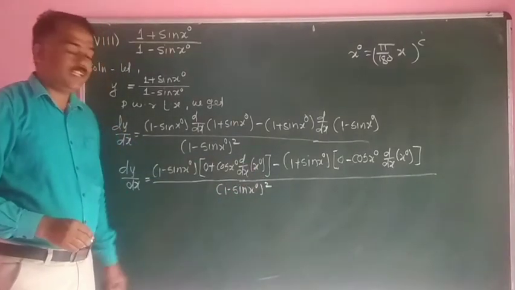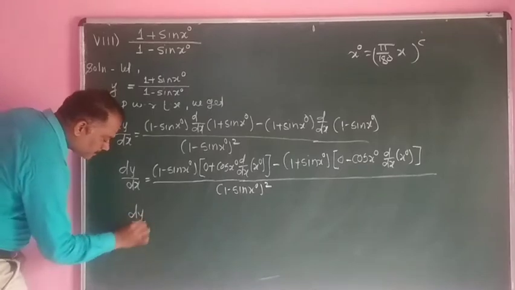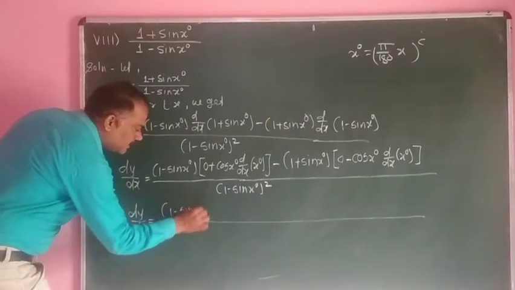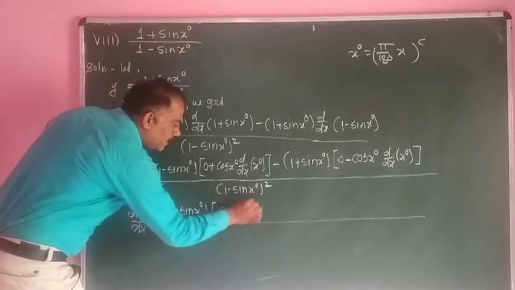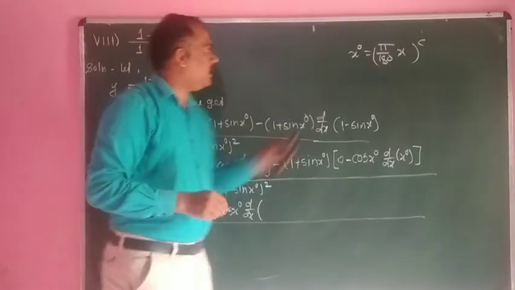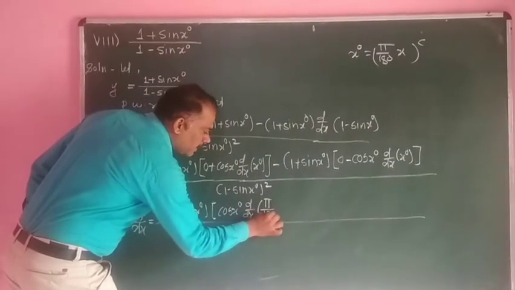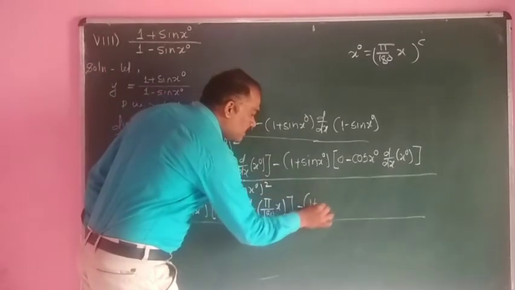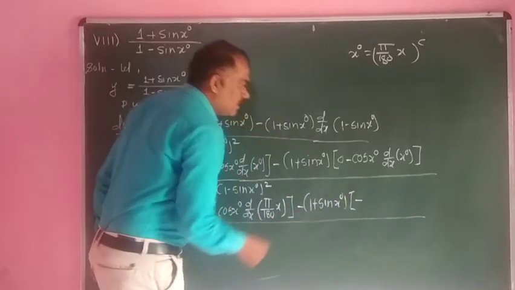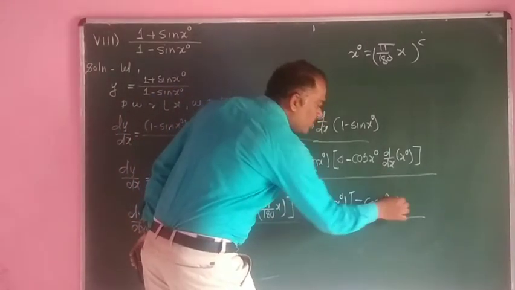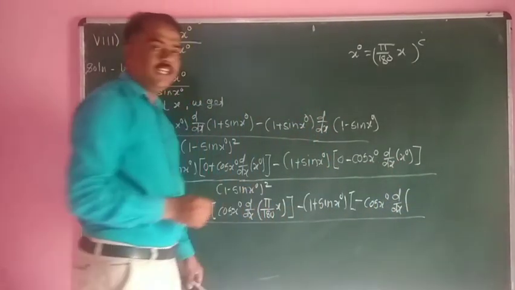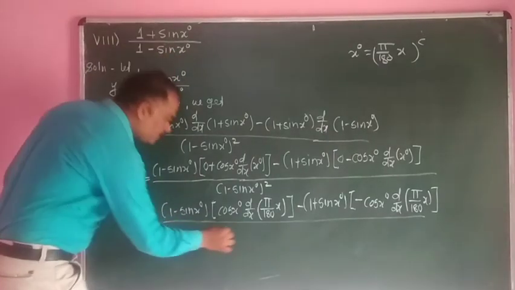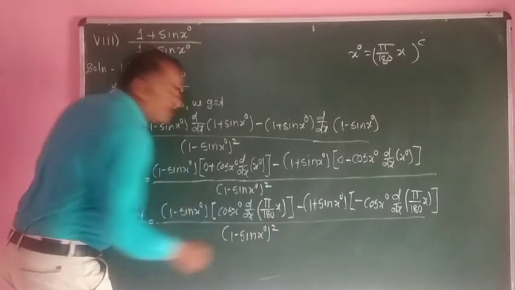First of all, we have to convert this degree measure into radian measure. We get dy by dx is equal to, this bracket as it is, (1 minus sine x degree) into cos of x degree into d dx of, the conversion of degree measure into radian measure, which is pi by 180 into x, bracket complete, minus this bracket as it is, (1 plus sine x degree) into minus cos x degree into d dx of pi by 180 into x, divided by (1 minus sine x degree) whole square.